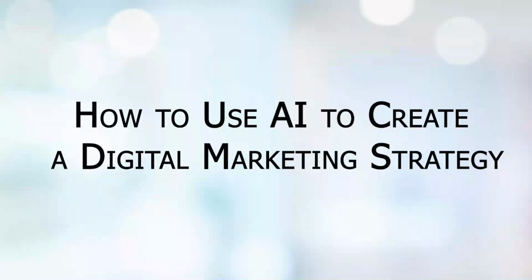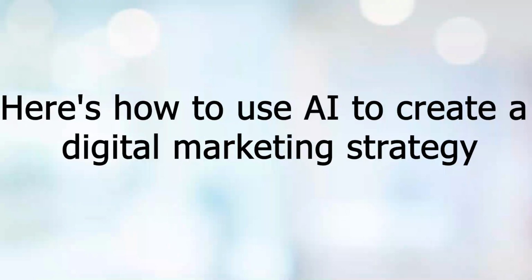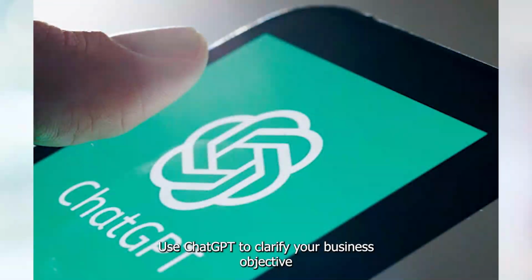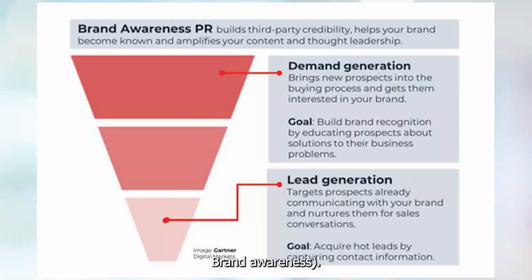How to use AI to create a digital marketing strategy. Here's how to use AI to create a digital marketing strategy. Use ChatGPT to clarify your business objective, for example, lead generation, product sales, or brand awareness.